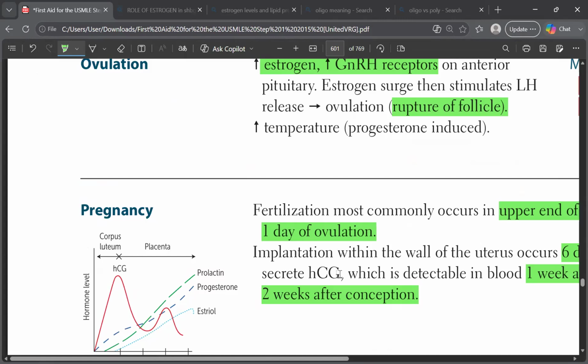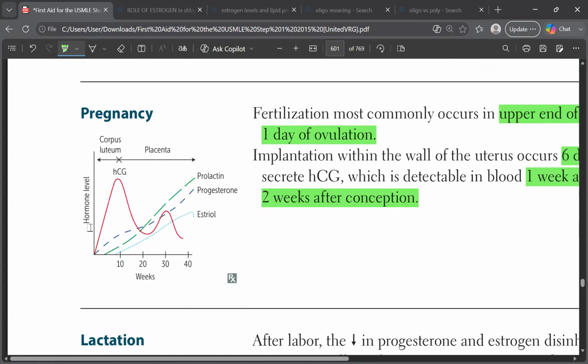So these are hormone levels during the weeks of pregnancy. Beta HCG is the first to rise, and then it has a fall in weeks 20 to 30, and then it has a rise again in the 30th week. Estriol, which is a form of estrogen, is on a continuous rise during the pregnancy. Progesterone dips slightly during the 20th week, and then it is on an increase, and prolactin continues to increase as well.